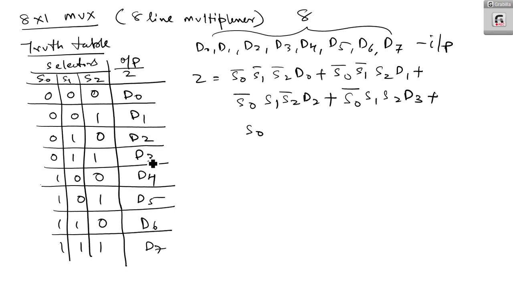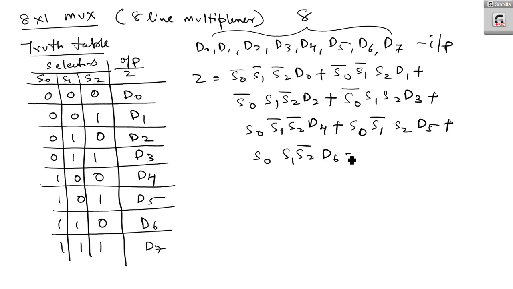It is S0 S1 bar S2 bar D4, or what is D5? S0 S1 bar S2 D5, or what is D6? You have S0 S1 S2 bar D6, or what is the 7th one? What you have is S0 S1 S2 D7. So this is the expression for 8x1 mux.